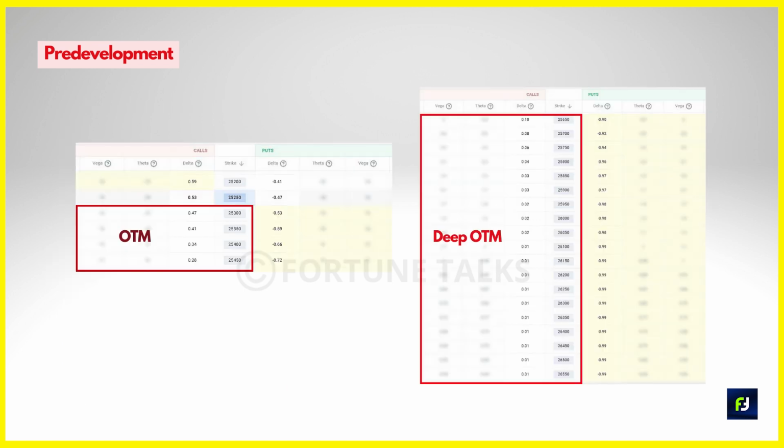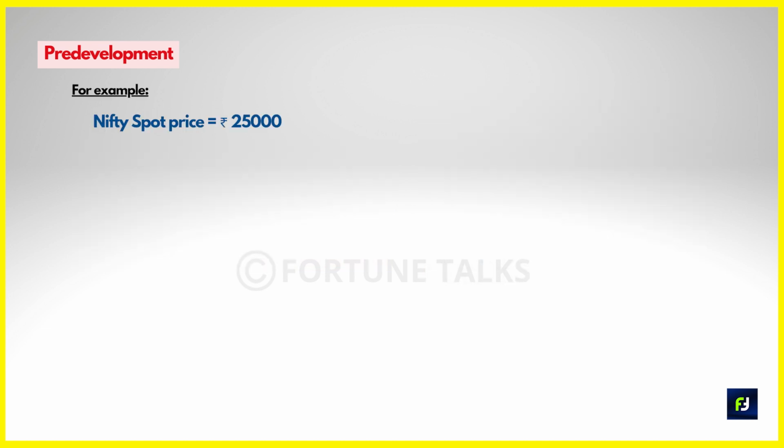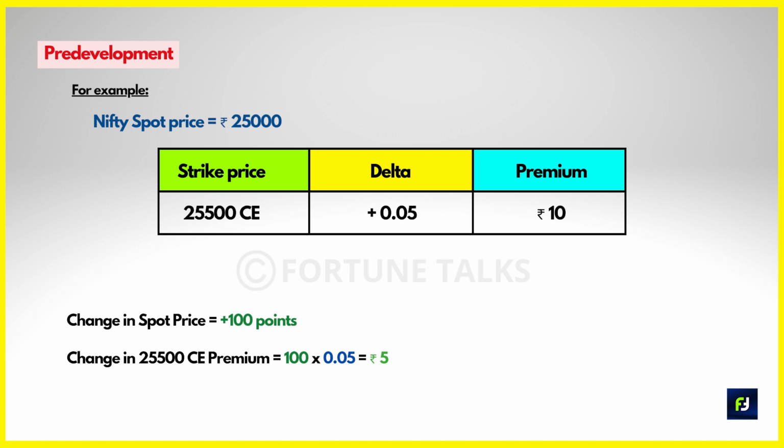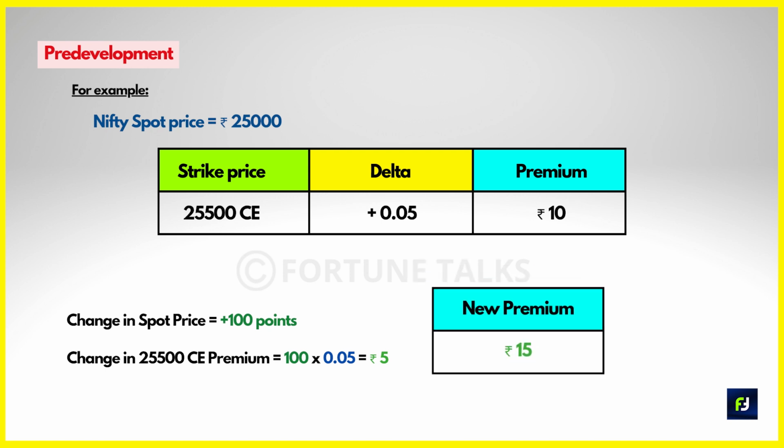And as you can see from this nifty option chain, the deep out of the money strikes from 26,650 to 25,650 will have a delta value lower than 0.1. Now let's assume the spot price of Nifty is trading at 25,000. The current premium for 25,500 CE strike is approximately 10 rupees and the delta is 0.05. So even if the Nifty underlying moves higher by 100 points, the strike price is likely to move only by 5 points. Hence, the new premium will be 15 rupees.